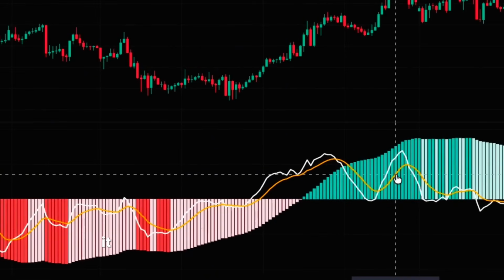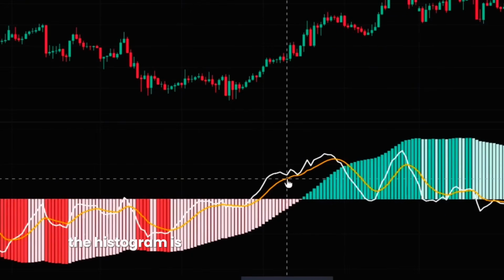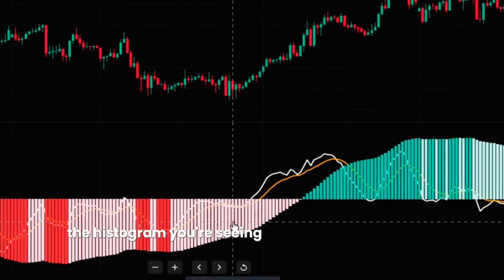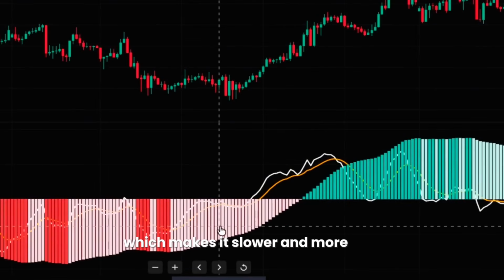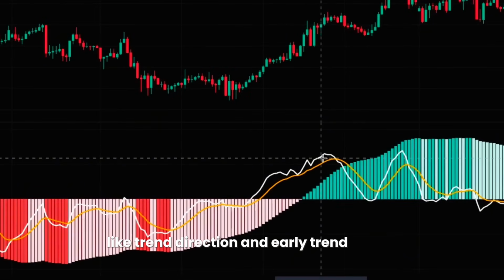On the screen, it may look like a normal MACD at first glance because you see a histogram plus 2 lines. But the key difference is this. The histogram is not calculated from the same settings as the 2 lines. The histogram you're seeing is based on longer moving average lengths, which makes it slower and more stable. It helps you understand the bigger directional shift in the market, like trend direction and early trend changes.